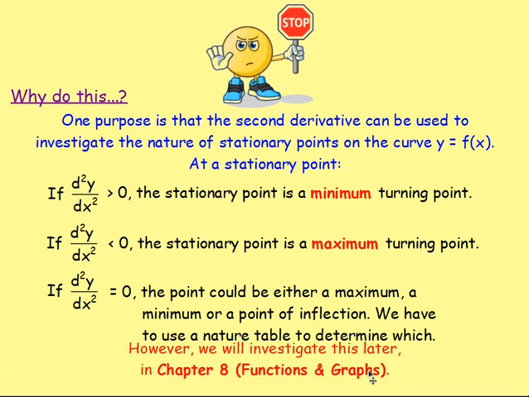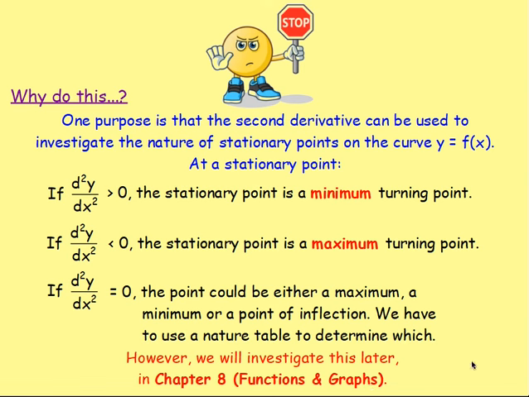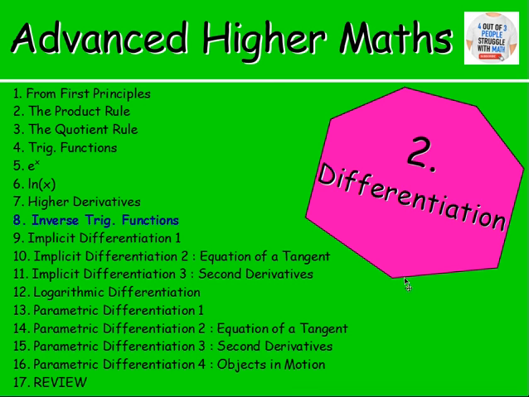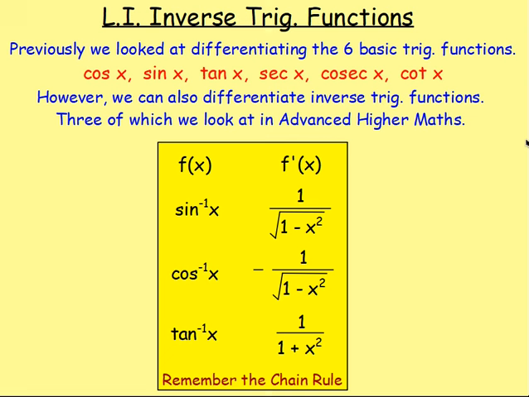However, we do look at that in a little more depth in chapter 8, looking at functions and graphs, and we also look at it in further differentiation or further calculus, because it can also be used to look at displacement, velocity, and then acceleration. Acceleration is found with the second derivative of displacement. So, after that, we then looked at inverse trig functions, differentiating. Cos, sine, tan, sec, cosec, and cot is something we have already done, but we can also differentiate inverse trig functions.